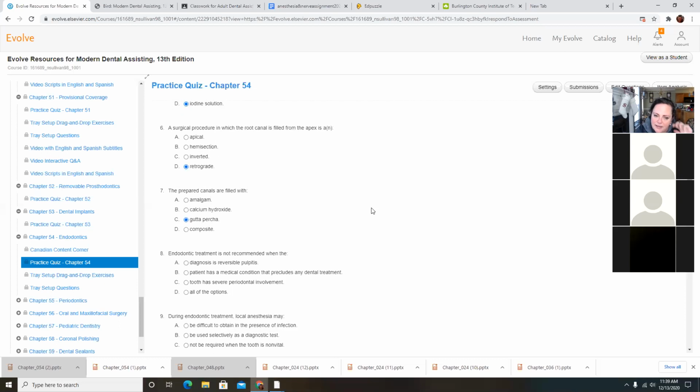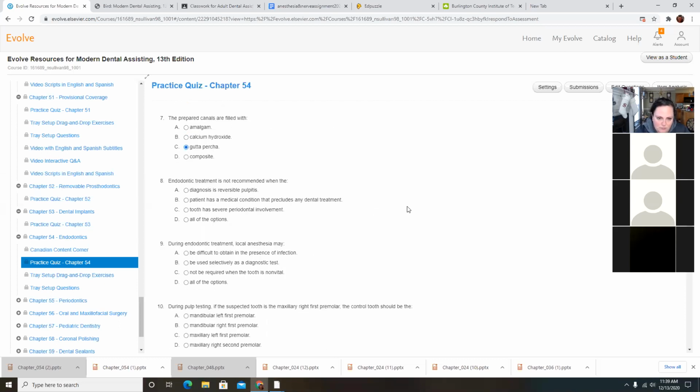Endodontic treatment is not recommended when the... all of the above. Or C. A patient has a medical condition that precludes any dental treatment. I would say C, because reversible pulpitis, I feel like that can be reversed, right?